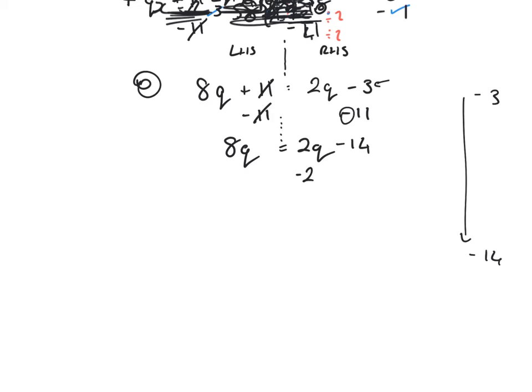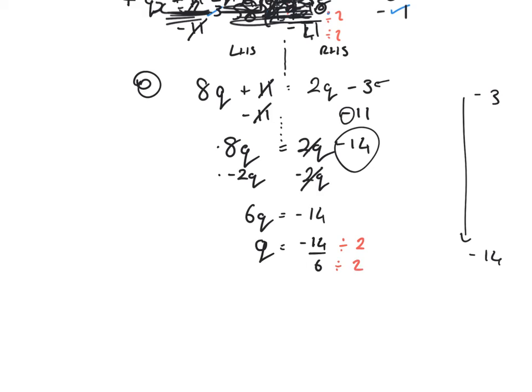8q is fine, but 2q is not, so I need to eliminate it but get rid of it from both sides. 8q take away 2q is 6q, and what's left on this side is only just minus 14. Okay, then as usual I'll bring this 6 down and divide, and that will give me q equals minus 14 over 6. Now that won't give me a whole number, but I should definitely look to simplify where possible when I can. Divide top and bottom by 2, and that will give me minus 7 over 3, final answer.